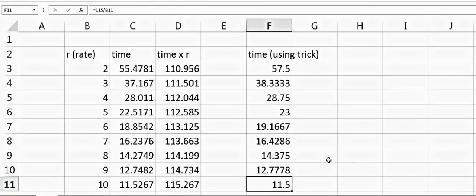If you use this trick, we don't get the exact number, but we get an approximation for the time it should take, and that could be very handy when you are thinking about different investments and you want to get a quick sense or quick numbers in your mind.